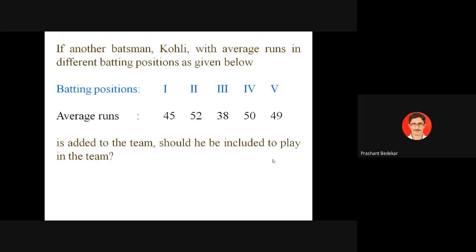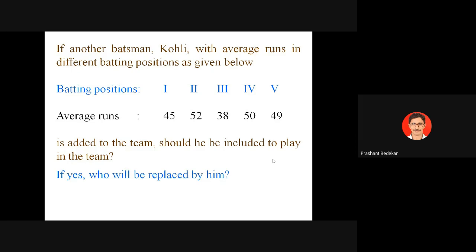Now, IPL matches are happening, and we found that there is another batsman, Kohli, who is playing very fine. The average runs scored by this particular batsman at different positions are 45, 52, 38, 50 and 49. The question is whether Kohli should be included in the team. That is the first question. If yes, who will be replaced by him?